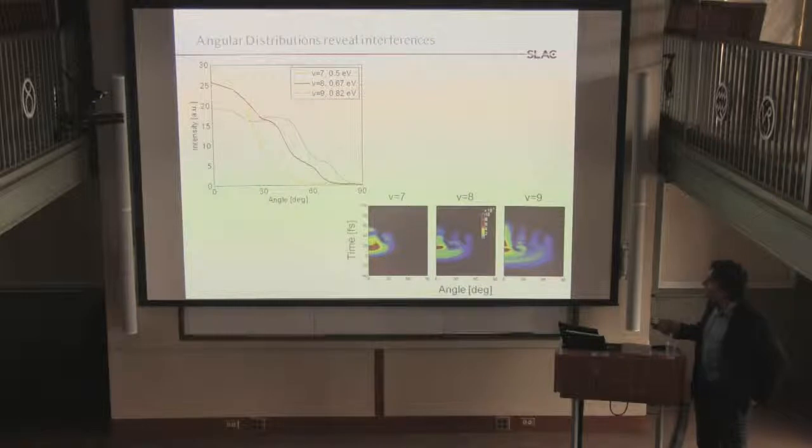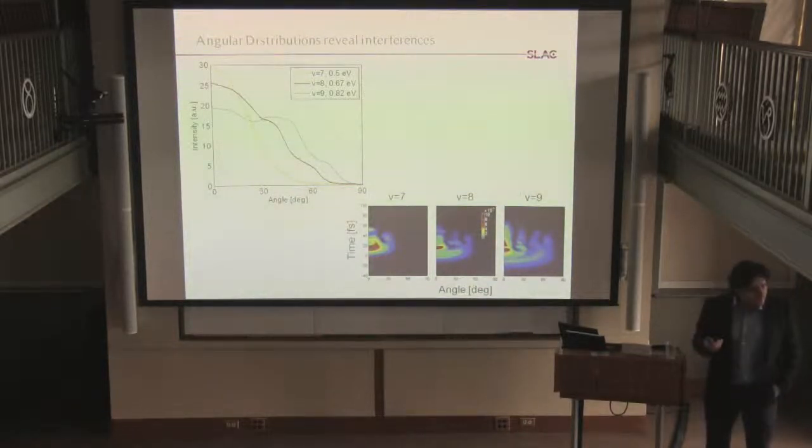These are angular distributions as a function of dissociation yield, let's call it. And this is what I just presented to you before. And yes, we see these modulations on the angular distributions.